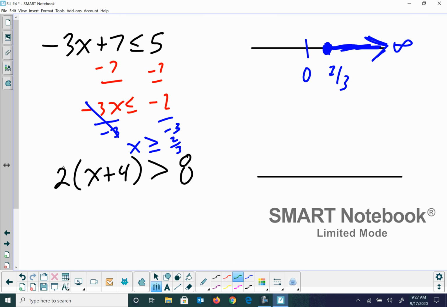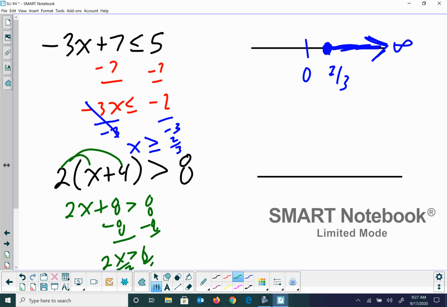Next problem, we're going to go ahead and distribute the 2 over the parentheses. I'm going to subtract 8 from both sides. I divide each side by 2. So I get x is greater than 0 over 2, which is 0, right? I didn't flip the sign because I didn't multiply or divide by a negative.